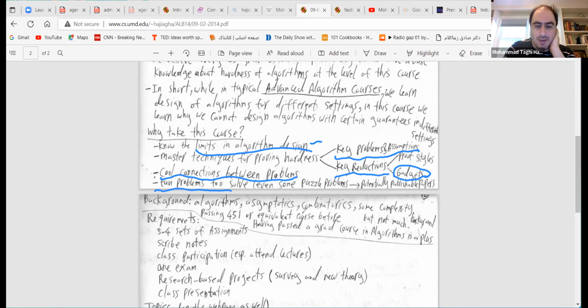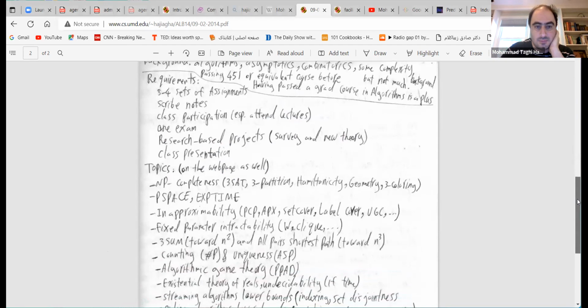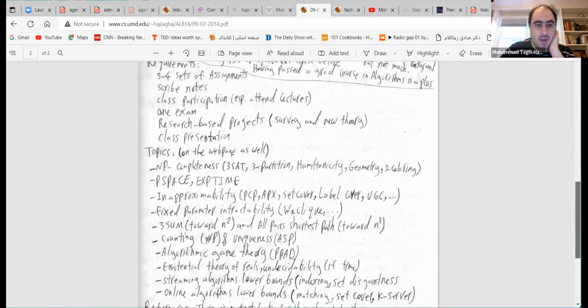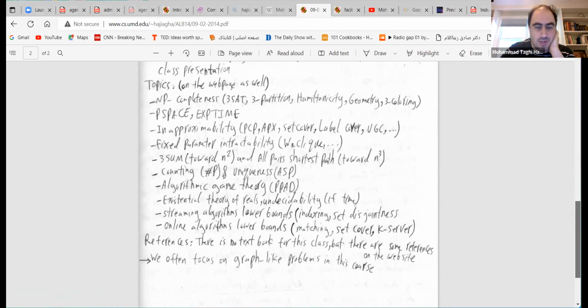As I mentioned, the background is that you know some algorithms, asymptotics, combinatorics, and some complexity background. You need to pass the 451 or an equivalent course, which is essentially senior algorithms. I already talked about the requirements, so I don't need to mention that. Just the topics, and I think we are done for today.